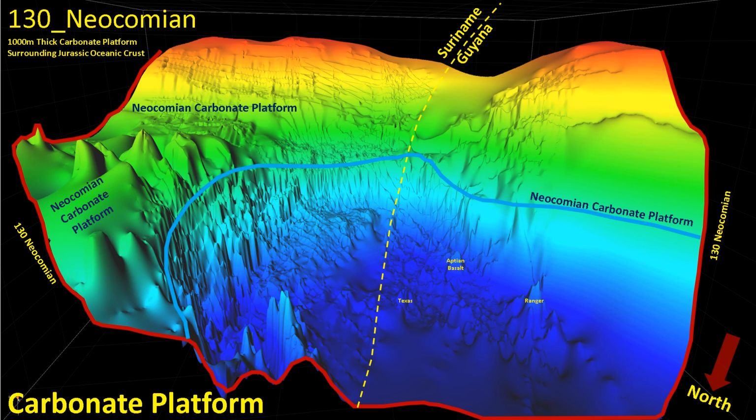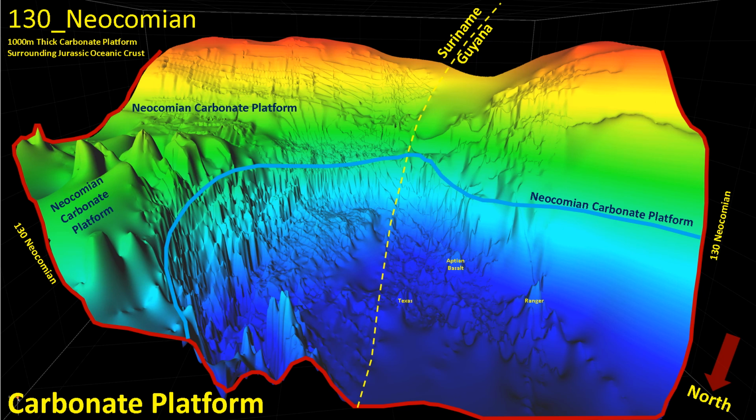The Neocomian carbonate platform is shown in a rim around the basin, and the deep water Aptian section and lower Albian section is shown here. There are several highs in the basin. The Ranger is a significant high here. There's an Aptian basalt here. There's a structure here, as well as some additional structures there.